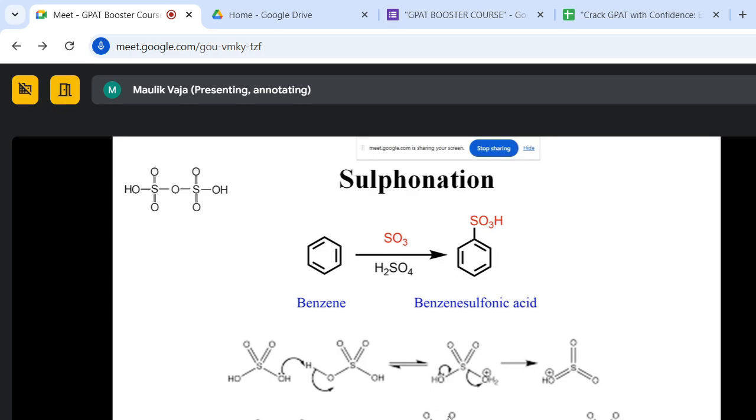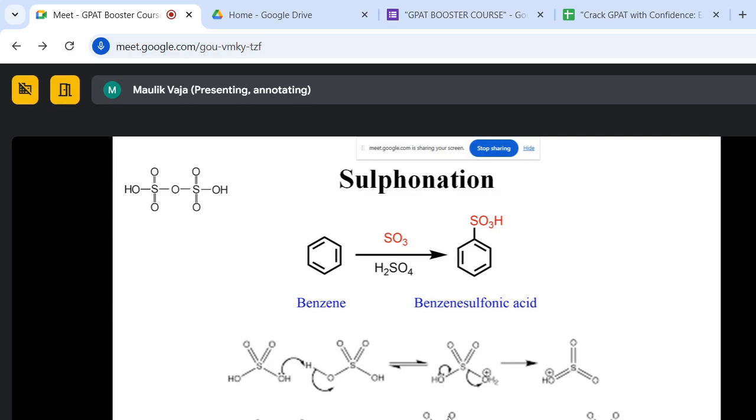Sometimes they will ask which reagent is used to carry out the sulfonation reaction. It is a GPAT question. Which reagent is used to carry out sulfonation? The options will be HNO3, HCl, oleum, or acetic acid.